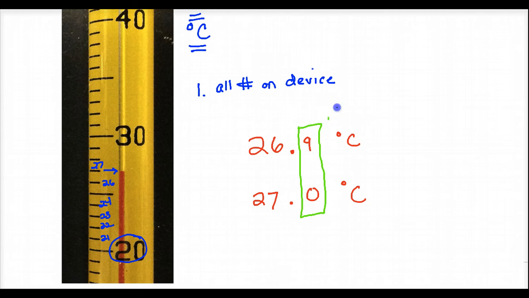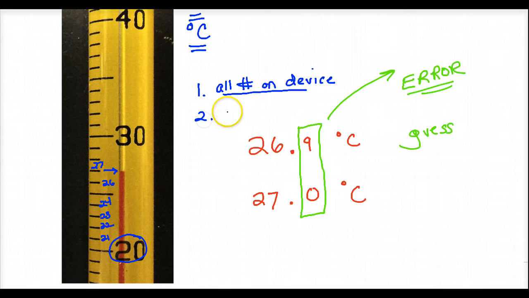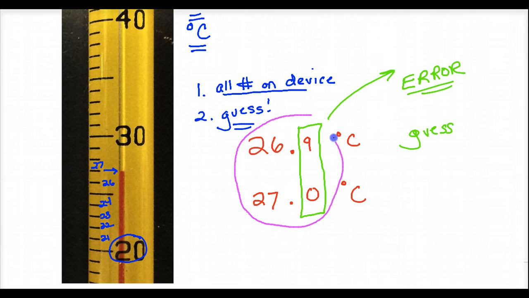And you should know that every measurement has error in it, or we say uncertainty. Why? Because of the guess. Every measurement requires that you have all the numbers on the device and the guess. And we say that these numbers that we get from the measurement device, including the guess, are significant.